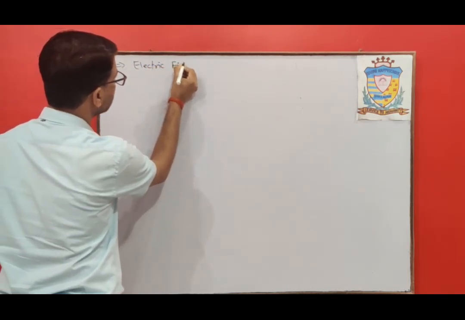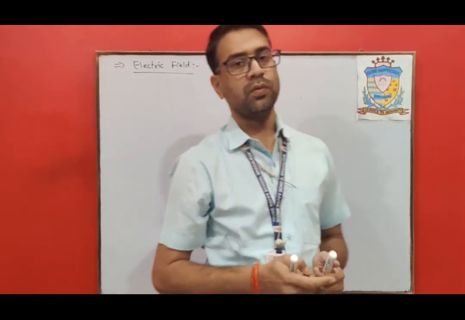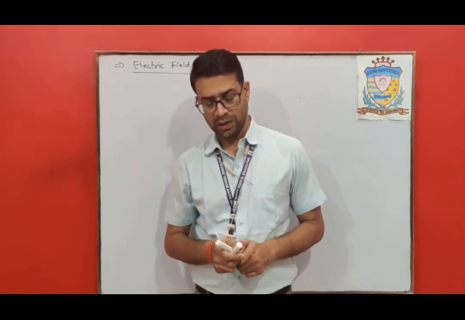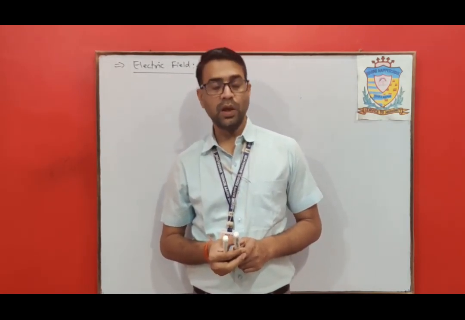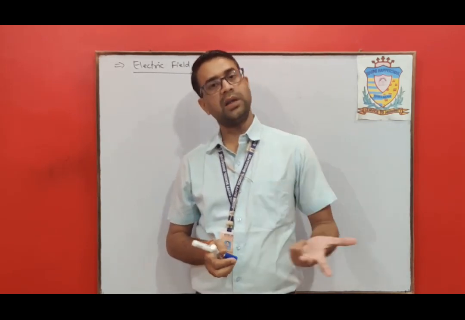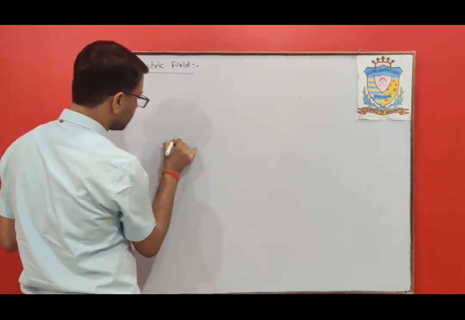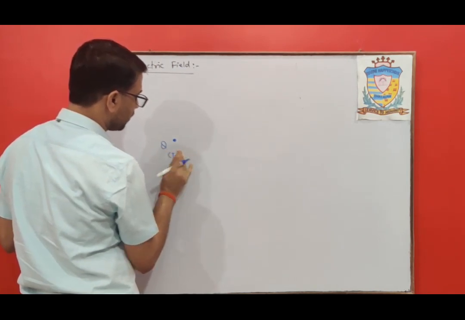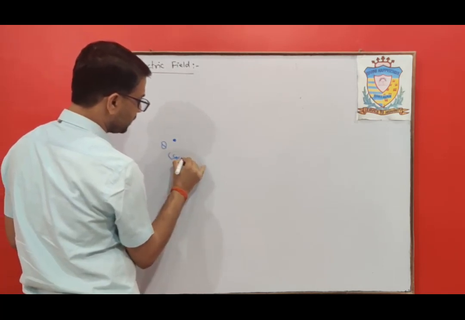Electric field. The question is, what is electric field? An electric field is a region or space around any charge in which it will experience some electrostatic force due to another charged particle. For example, suppose we have a charge over here, let it be Q. I will explain why it is called source charge and test charge. Let it be the source charge.